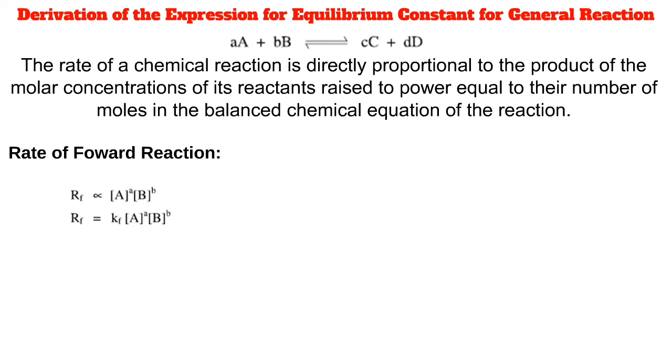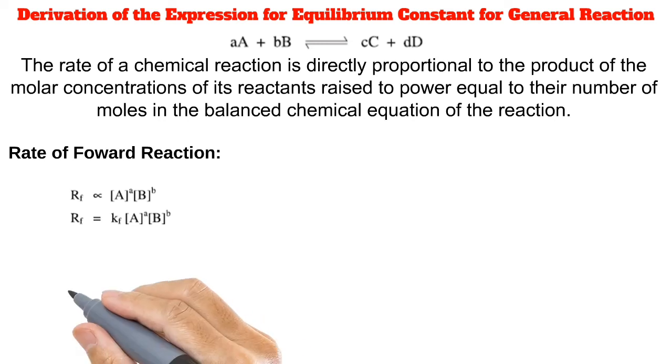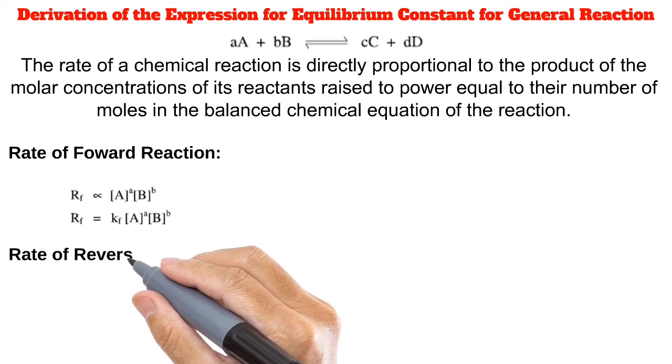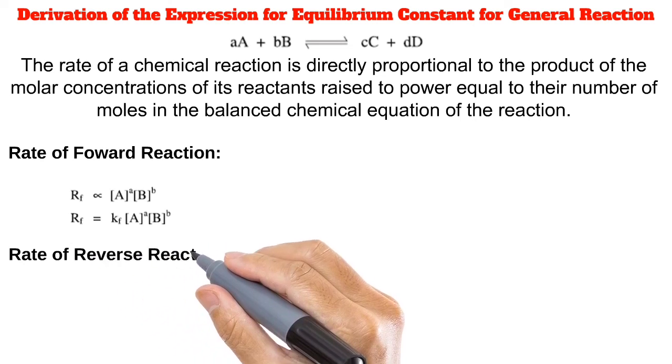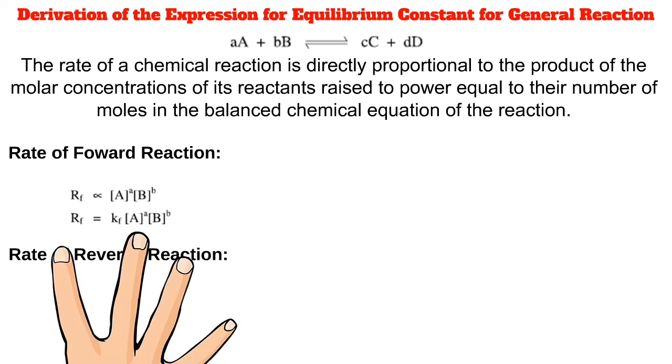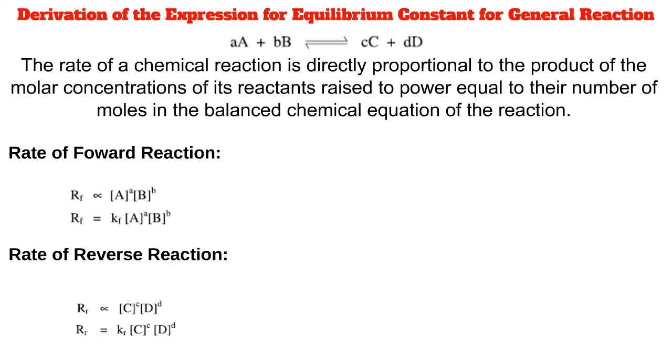Similarly, the rate of reverse reaction Rr is directly proportional to the product of concentration of C power small c, concentration of D power small d, where small c and small d are the number of moles as given in the balanced chemical equation. So again here, the relationship can be written as Rr is directly proportional to the product of the products having number of moles in their power.